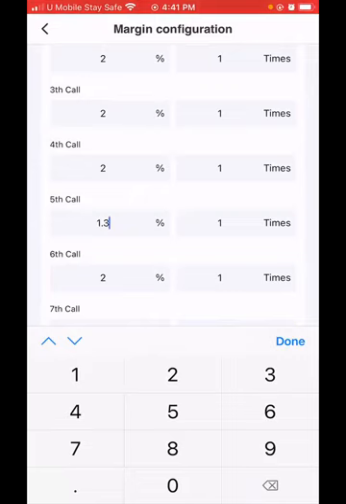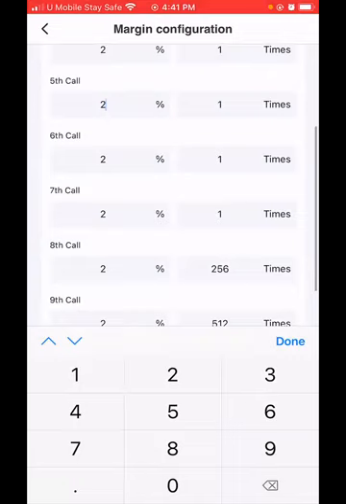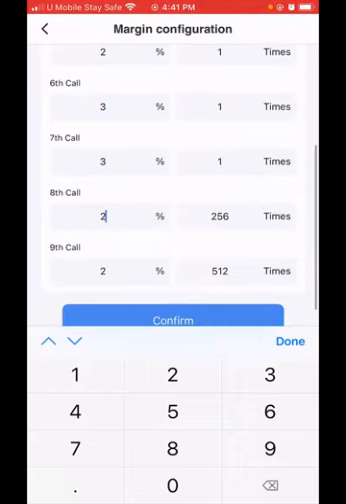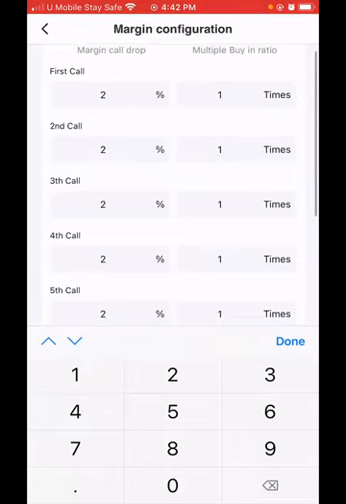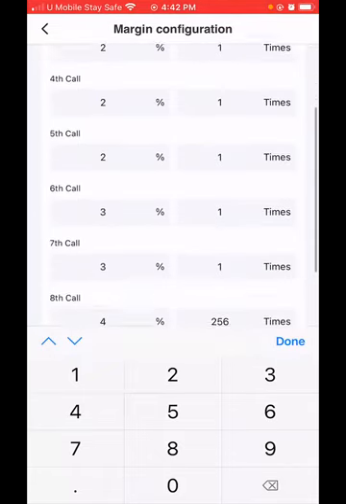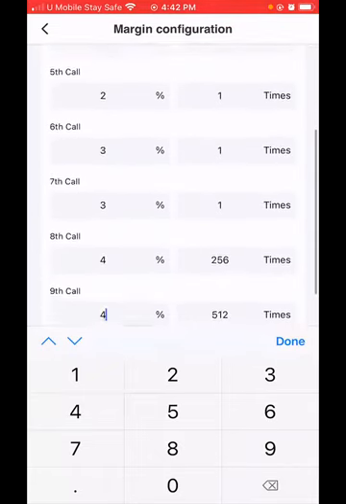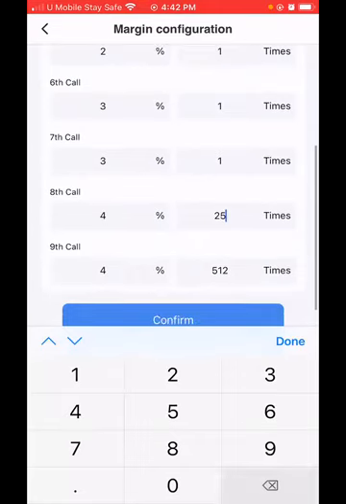But because you have $100, you can't use this kind of setting. So what do I advise you to do? You start using 2-2 until you get to the 5th call. From the 6th call, you change to 3. Then from the 8th call, 4. Now, if you check this, this should be around 25 or 26% deep. Okay, then you go ahead and complete this one.